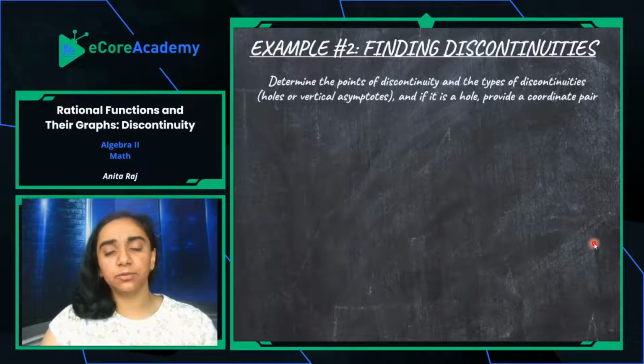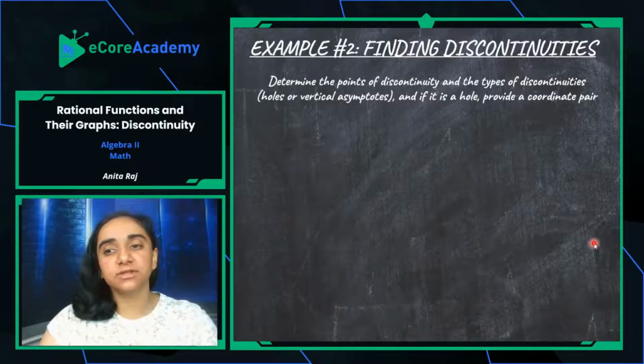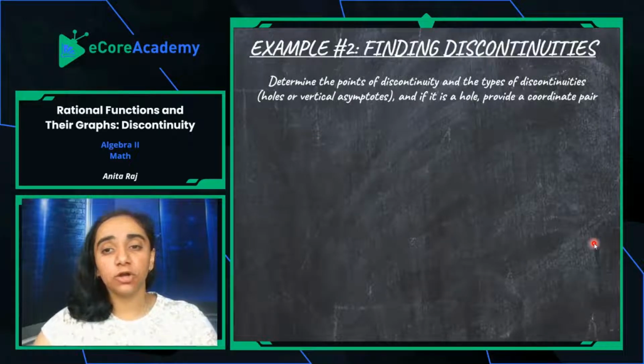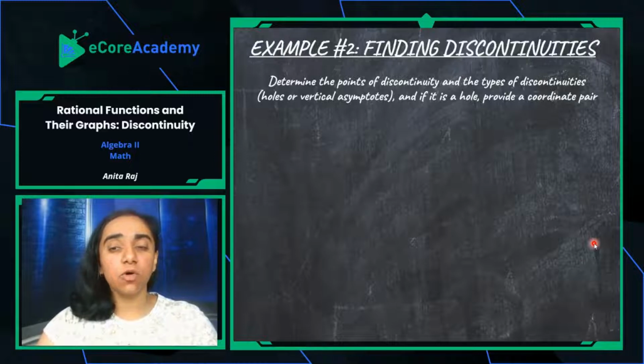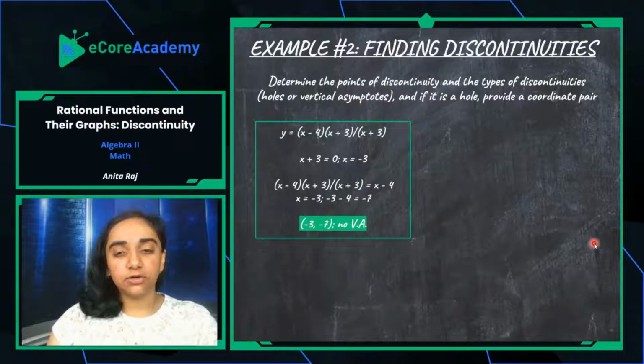So in our second example, we're going to continue finding discontinuities. We're going to determine the points of discontinuity, and then we're going to determine the types of discontinuity. So we're going to say if it's a hole or a vertical asymptote, and if it's a hole, we're not just going to say x is equal to some constant. We're going to plug x into our new simplified function to provide a coordinate pair by getting a y coordinate. So let's look at our first example.